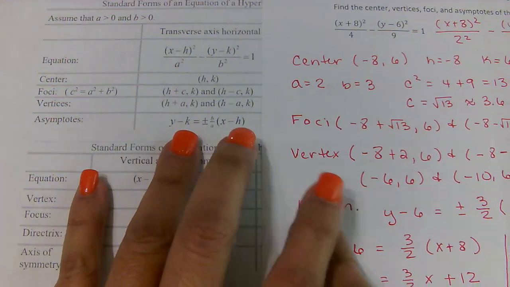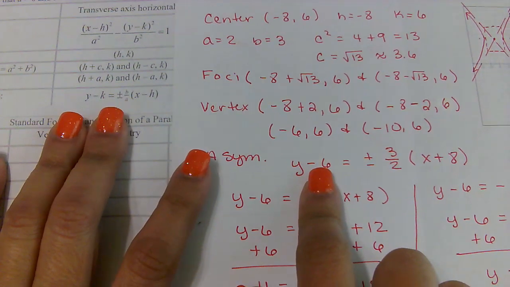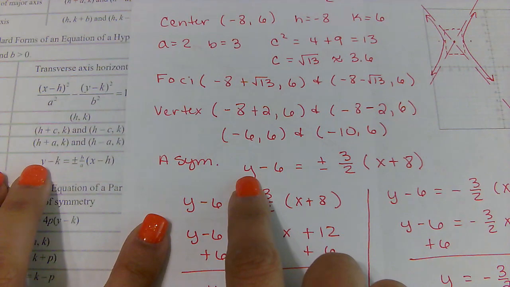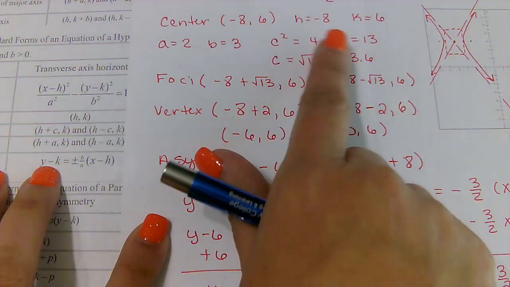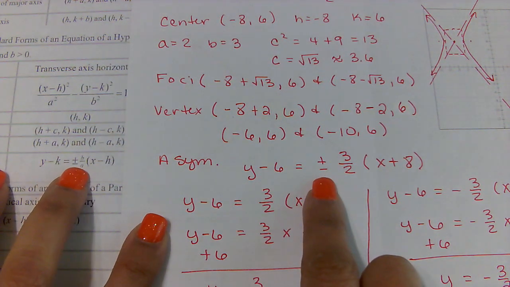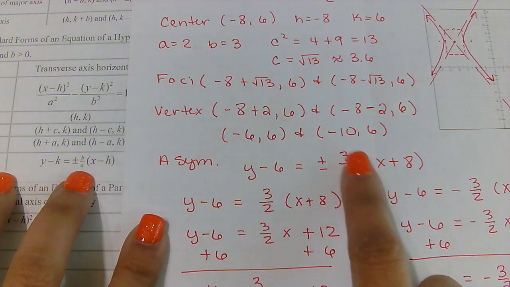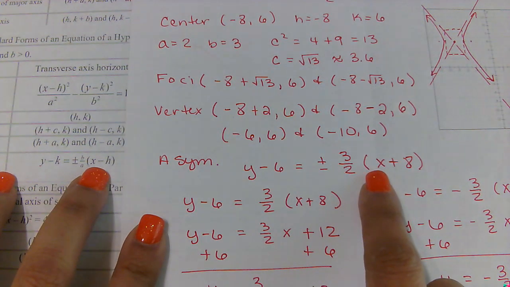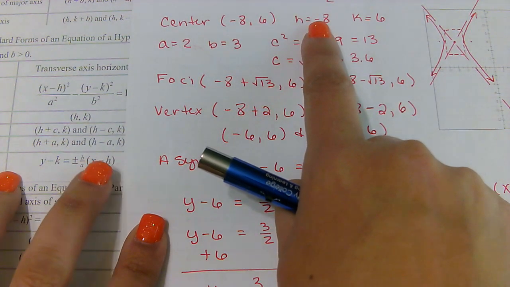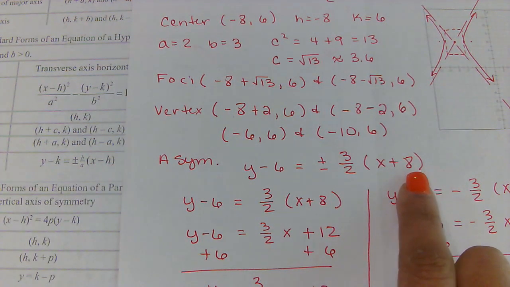For our asymptotes, what we're going to do is use this equation. Notice I kept it in the exact same form and I just plugged in our numbers. Here I have y minus k, and k is 6. So y minus 6 is equal to plus or minus b, which is 3, divided by a, which is 2. So 3 divided by 2, x minus h. Since h is negative, and here I have a negative, that becomes a plus, and then the number 8.